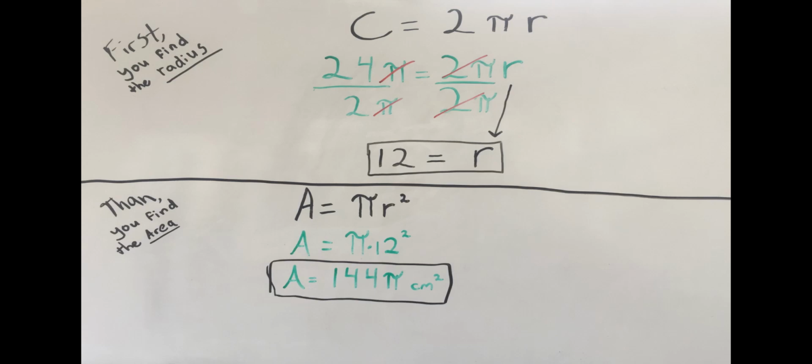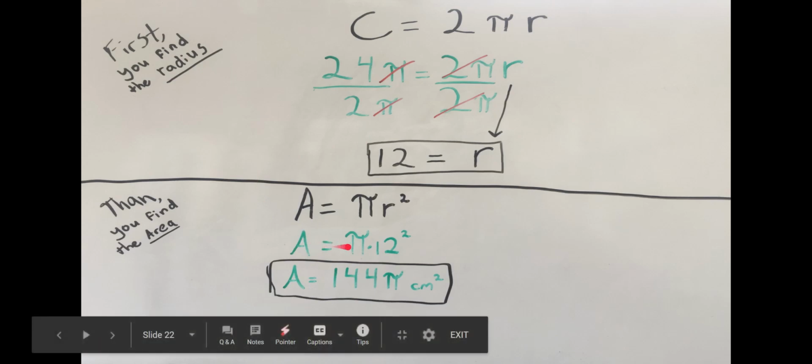Now, the formula for area, can anybody tell me? Anybody in the back? All right, I'll tell you. Area equals pi r squared. Area of a circle equals pi r squared. Okay? Now, let's substitute. Area equals pi, our radius is 12, squared. Now, 12 squared is 144. We're going to keep the pi down here. So the area of this circle is 144 pi centimeters squared. All right?